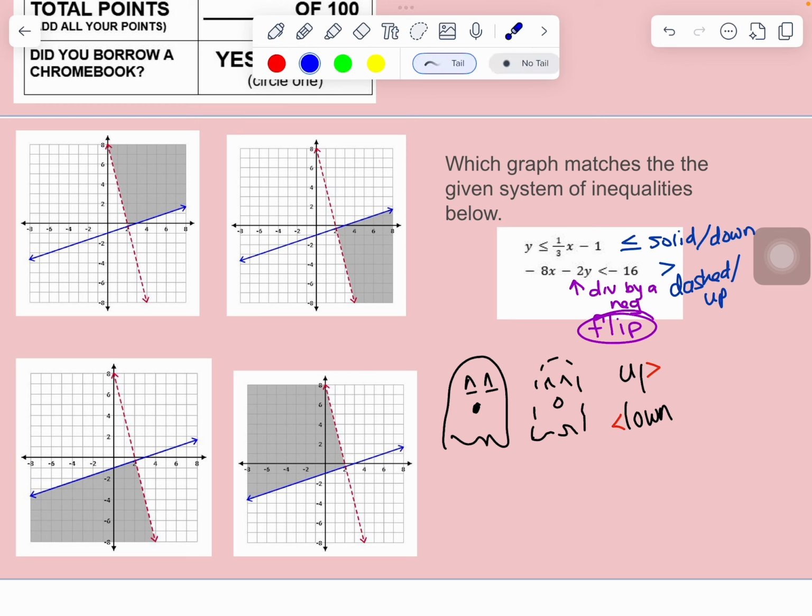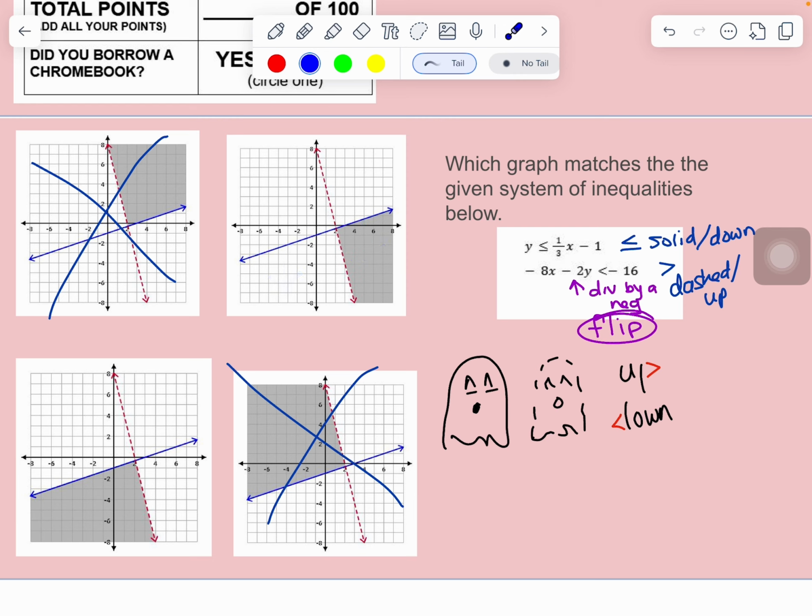Solid and down. So let's start with solid and down. The solid is right here, and the shading is not down. So that one is not it. I'm going to just cross this one out already. Let's look here. The solid, it is shaded down, so that could be it. But this one, there's no shading below this solid line. So I'm also crossing this one out. Here, below the solid, those work. So we're down to 2 graphs.